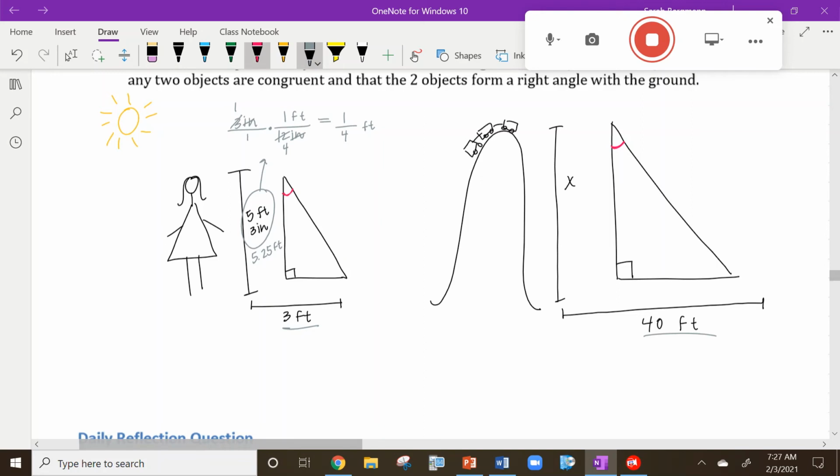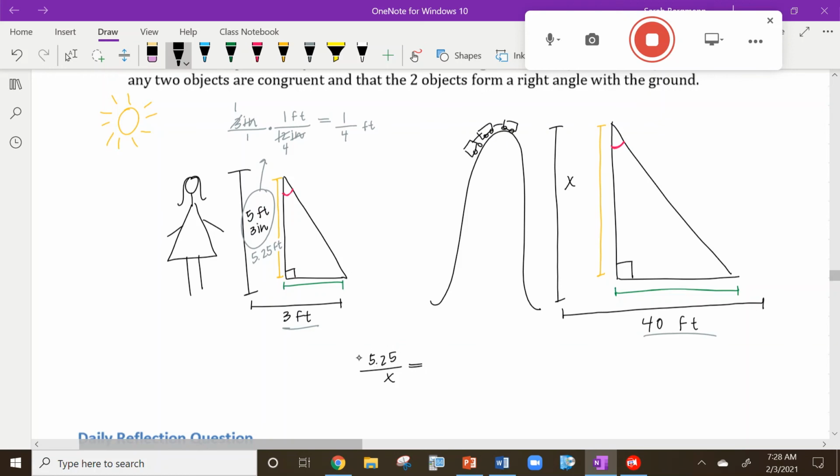Alright, now let's look at the corresponding parts. Since this angle from the sun is congruent to the other angle from the sun, and this right angle is congruent to the other right angle, I know these two sides must be corresponding. So I know 5.25 corresponds to x. Now let's find another pair of corresponding sides. These sides by the base, the ground, the shadow, have to be corresponding. I need to be consistent.